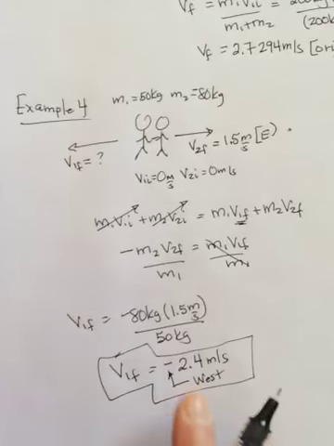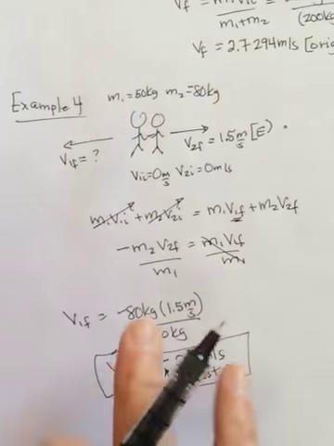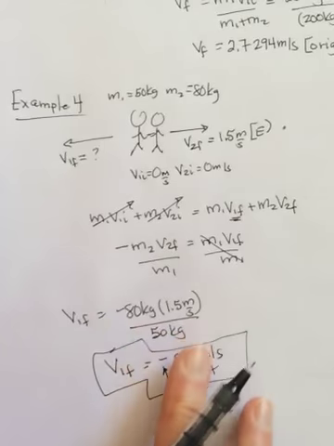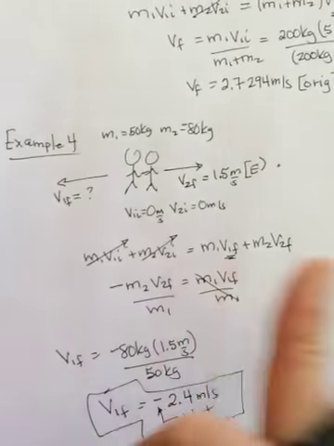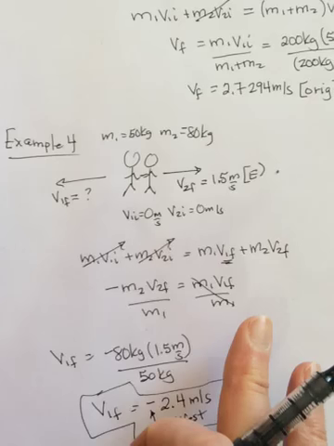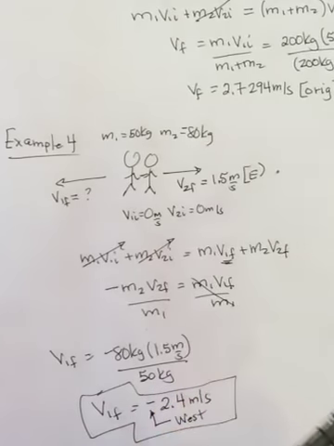Okay, so that's example number 4. So tonight, all of your questions are going to be with conservation of momentum, all the different types, just to give you some practice. So they're going to be numbers 6 to 10 on that sheet. Okay.